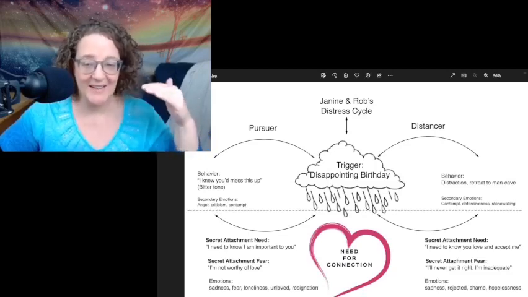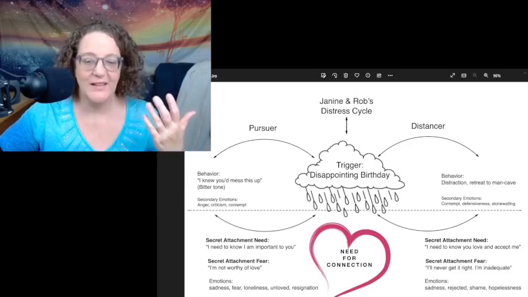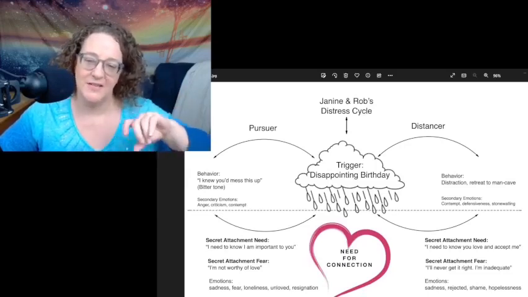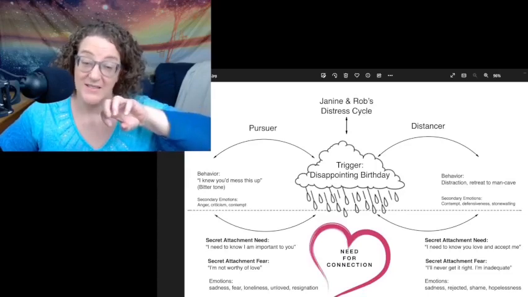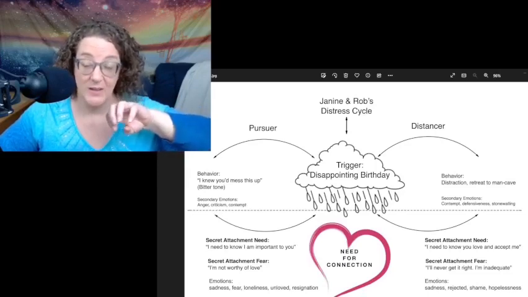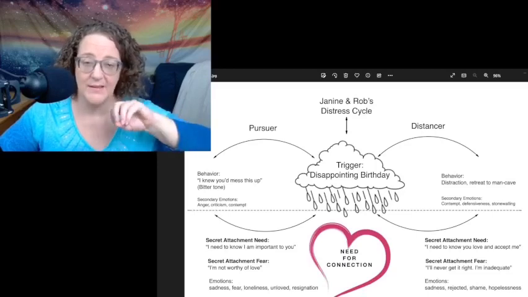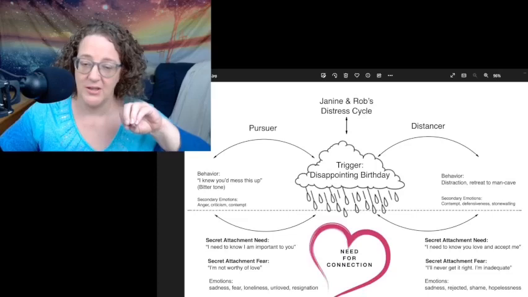So we're talking about that content, but really the issue, and you can see Joelle's got a little heart down there. That's focused on what is the need. What is the emotional attachment need that Janine and Rob are trying to get to? And there's a need for connection.